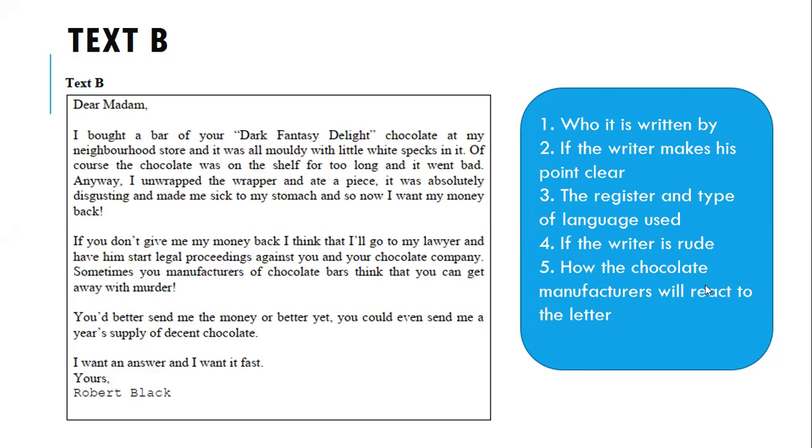Number 4, if the writer is rude, what do you think? Yes or no? Apakah penulisnya rude? Yes. Too straightforward. Number 5. How the chocolate manufacturers will react to the letter? If you are the chocolate manufacturers, what do you think you should do? Yes.